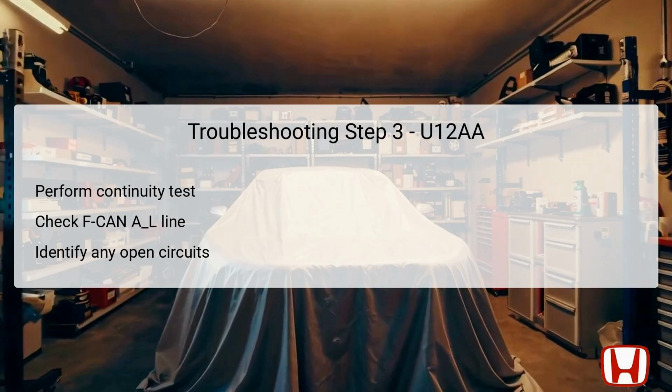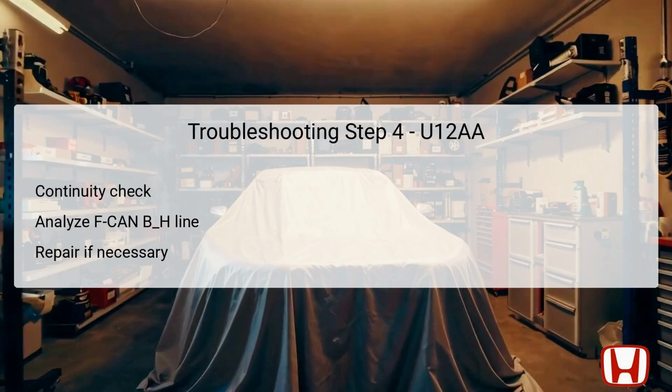A positive result indicates that the FCAN AL wire is functioning correctly, confirming that there is no communication loss through this line. If continuity is absent, it indicates an open circuit, which requires addressing. Repairing the open wire is essential to restore proper communication and resolve the underlying issue causing the DTC.